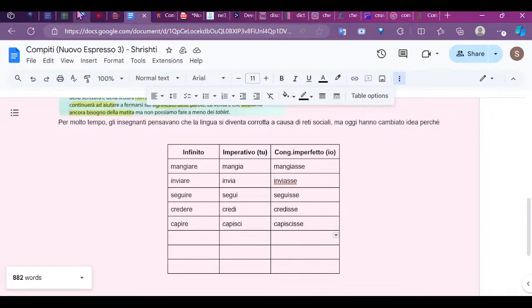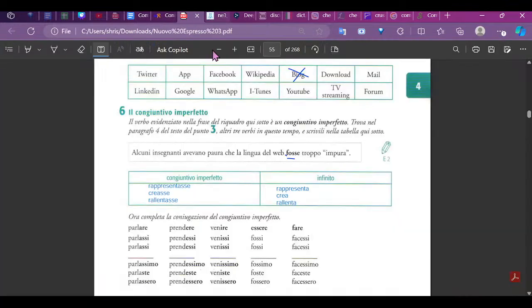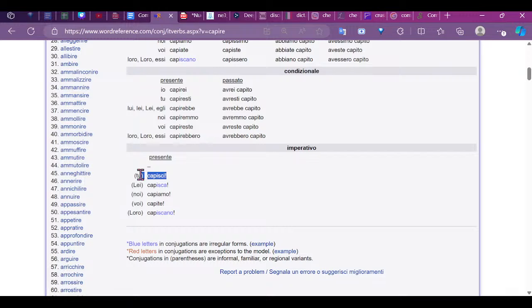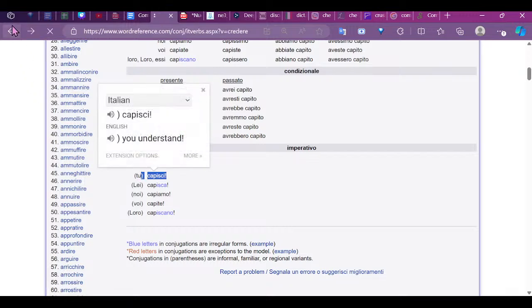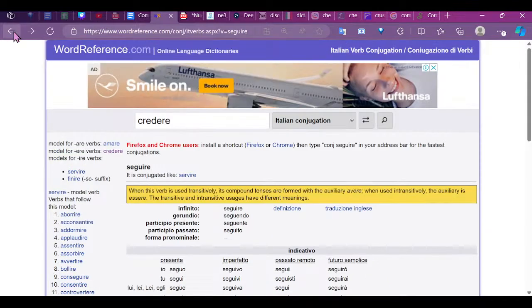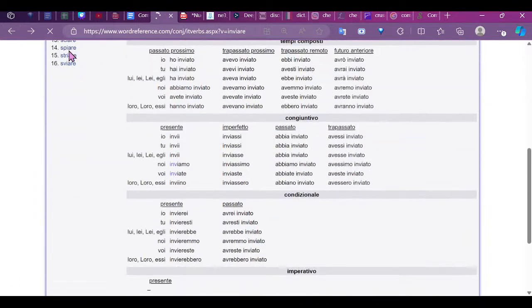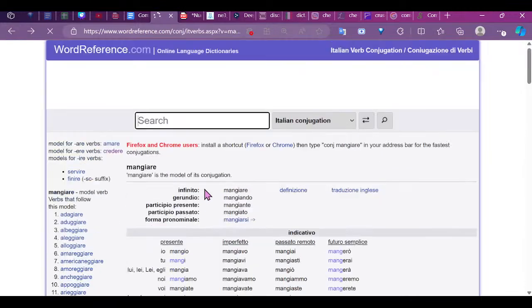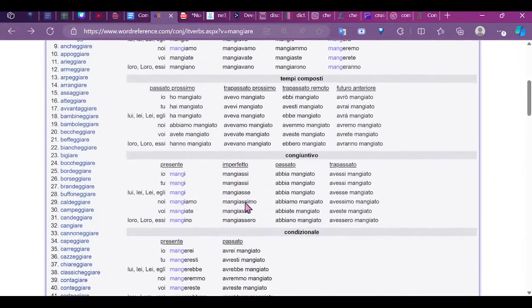was it mangiasse or mangiassi? Okay, so the first person is mangiassi. Okay, that means I have to go here. So, capisci. Let's not bother with this right now. Okay, mangia. The first form is mangiassi. Mangia. Okay, great. Mangiassi. Okay, imperfetto.